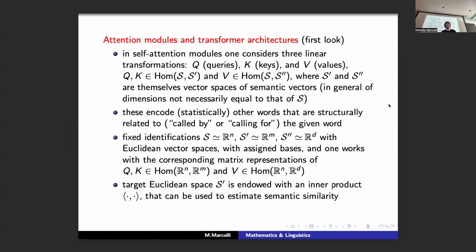And so in a sense, we are back to the idea that our semantic spaces are this very simple model of semantics based on vector spaces, where the proximity between vectors is somehow a proxy, a way of measuring the semantic proximity between them. Okay, so these are the ways of encoding. At this level of generality, we can think of queries and keys as looking for vectors, words in the sense of vectors in your semantic space, that are structurally related to your given vector, in 2 ways: those that are called by your given vector, and those that will be called for by your given vector.